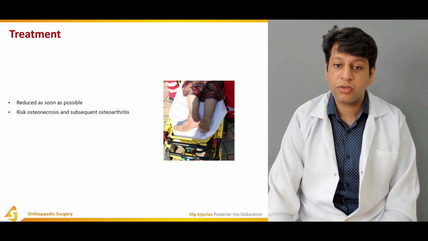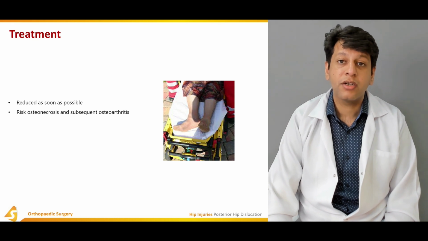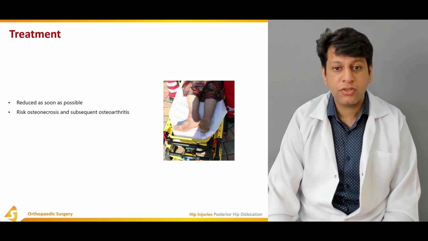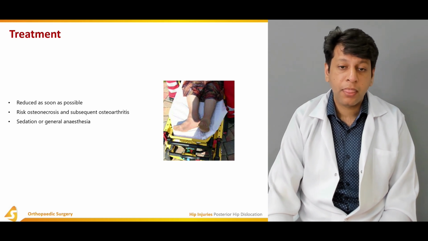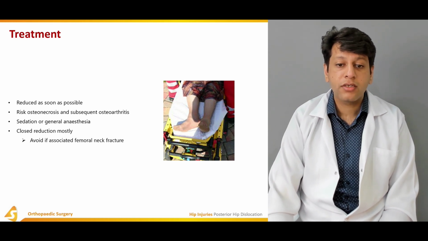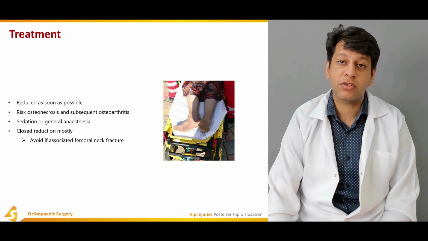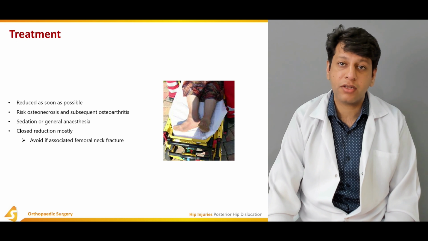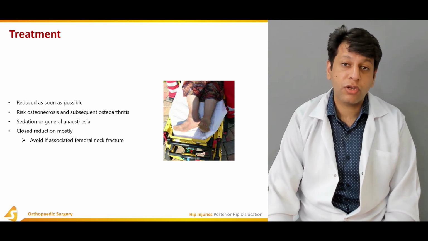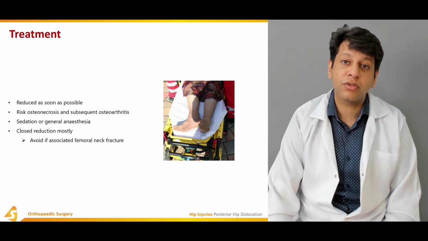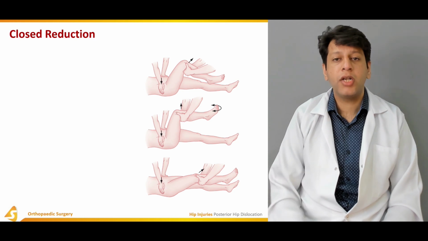Risk of osteonecrosis and subsequent osteoarthritis may still occur despite reduction within the 6 hours as well. Usually it's always done under GA. Closed reduction is avoided if associated with femoral neck fractures. What is important is that if it's a femoral neck or head fracture, then you need to fix the head and neck as well. You cannot just leave it out, because later on it could result in AVN of the femoral head. Now there are multiple maneuvers.